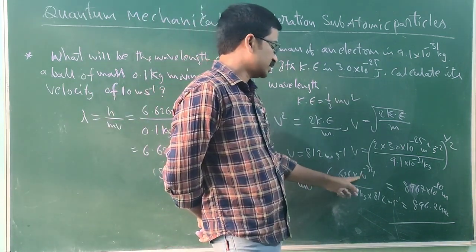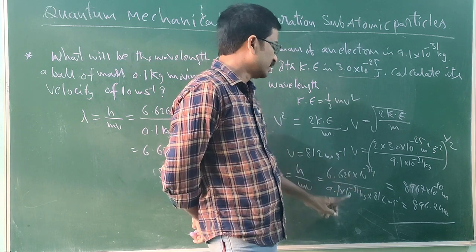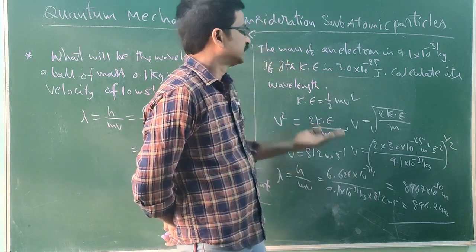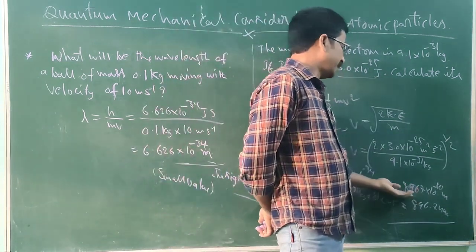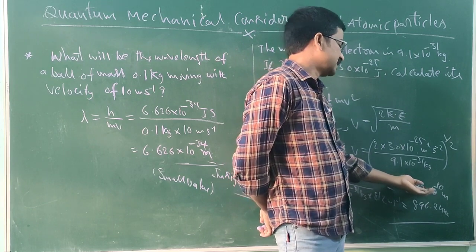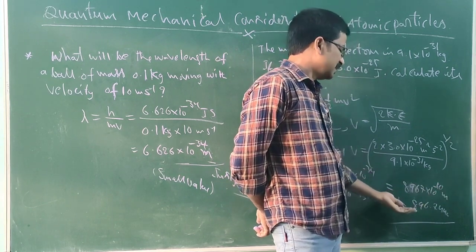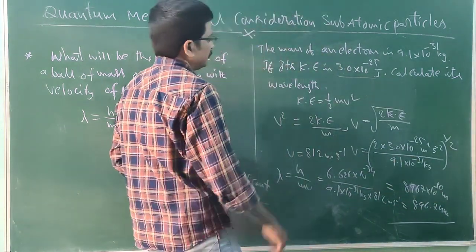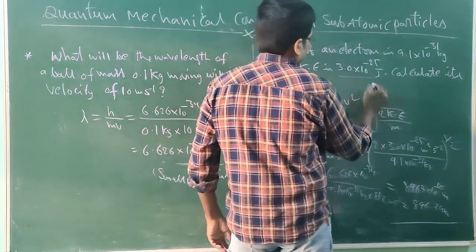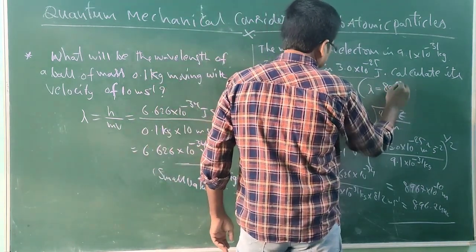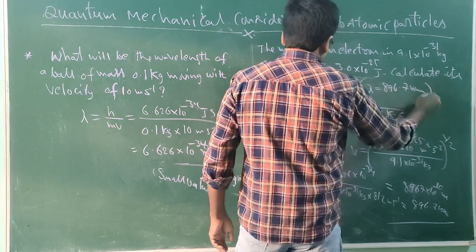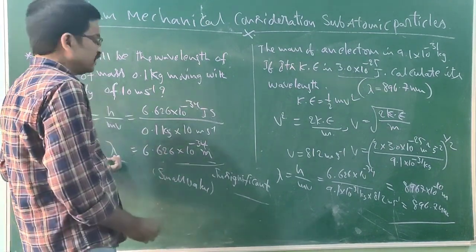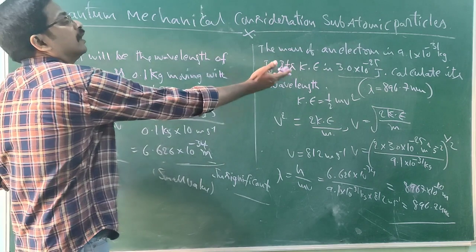The h value is fixed, 6.626 into 10 to the power of minus 34. Mass and velocity are here. Then you got 896.7 into 10 to the power of minus 10 meters. That is simplified as 896.7 nanometers. Finally, we got the wavelength of the electron from this calculation as 896.7 nanometers. Let us compare the wavelengths of a cricket ball and an electron.